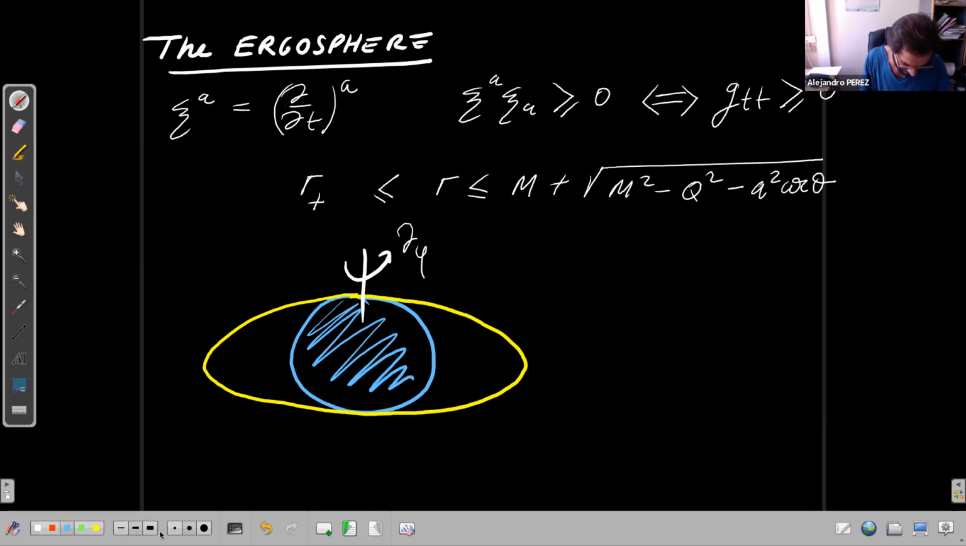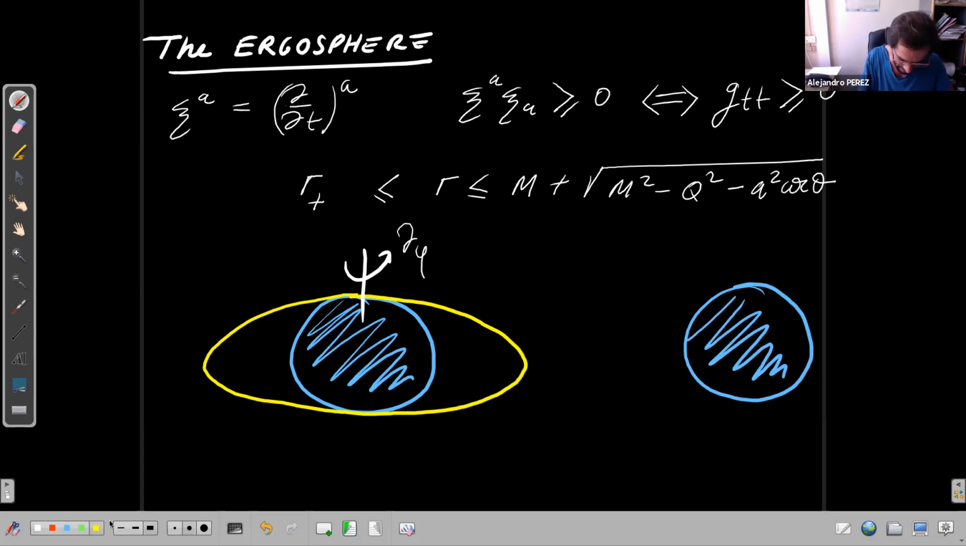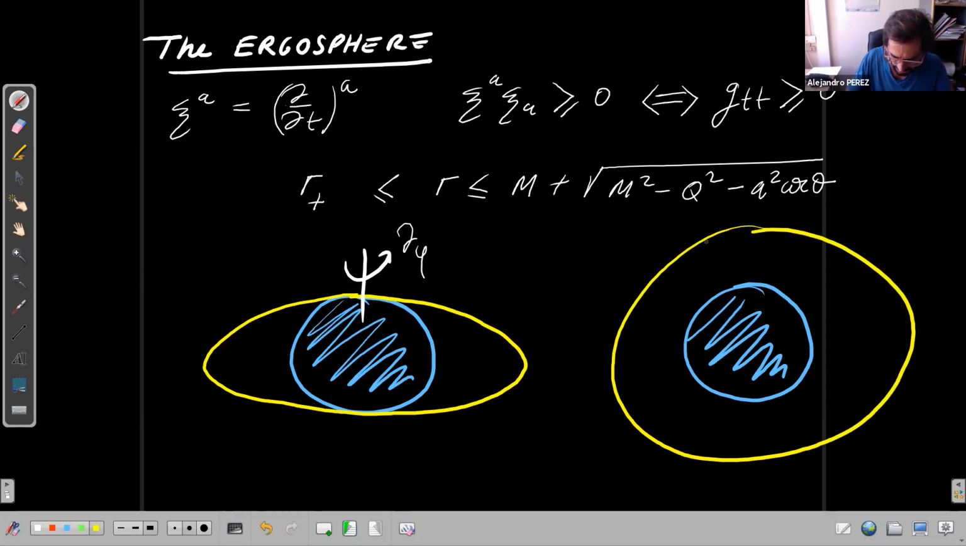And when you look at it from the top, it's an axisymmetric region. You have the black hole and you have all this region outside. Now it turns out that, because of causality, inside this region the time translational symmetry becomes space-like. So instead of being a time translation, it is a space-like direction.